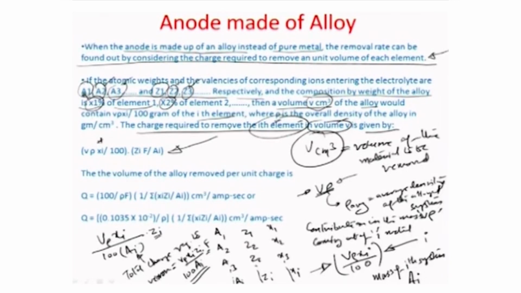So, obviously, if this is the charge per unit volume, the volume per unit charge would simply be the reciprocal of this, and therefore, the volume of the alloy removed per unit charge is given by this formulation right here, which is simply the reciprocal of this term here.